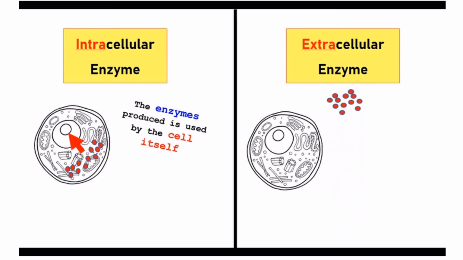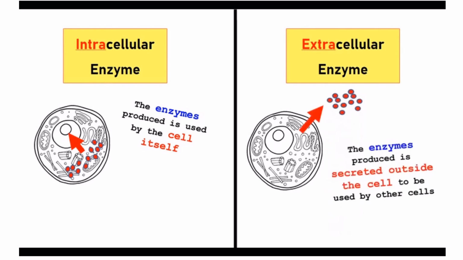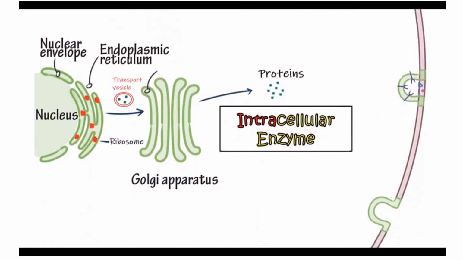While in the case of extracellular enzymes, it's different. When the enzyme is produced by the cell, it is exported out or secreted out. It is not used by the cell itself. When the enzyme is secreted out into the extracellular space, it will be used by other cells. So the enzymes that are used by other cells rather than by the one which is producing them are called extracellular enzymes.